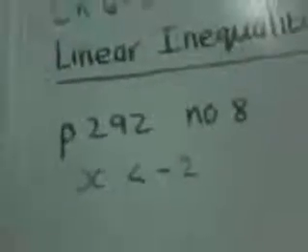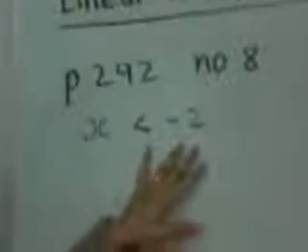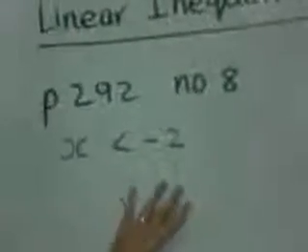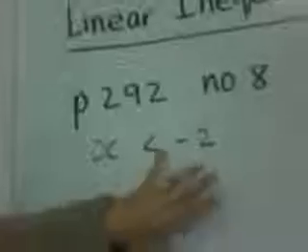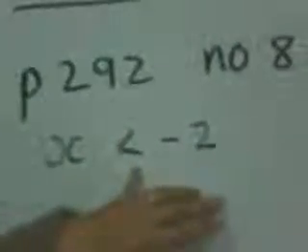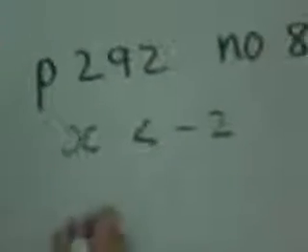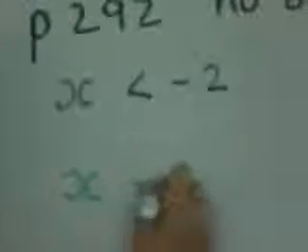Okay, how do I graph a linear inequality? This is a simple little linear inequality that I'm going to graph, and don't let this sign put you off. Look at it and pretend as if there is an equal sign. So let's say it's x equal to minus 2. I'm going to graph x equal to minus 2.